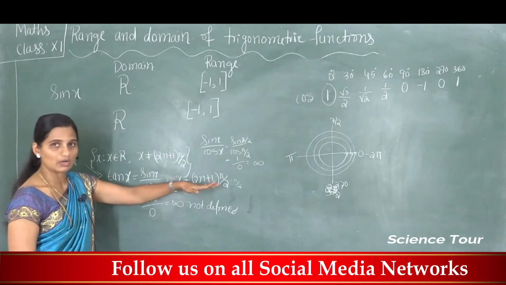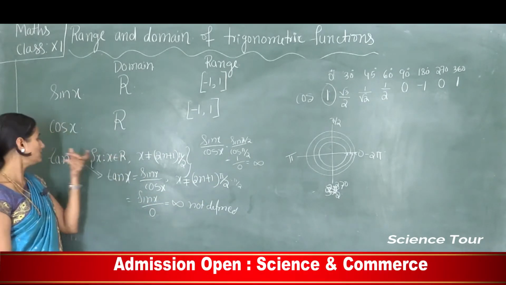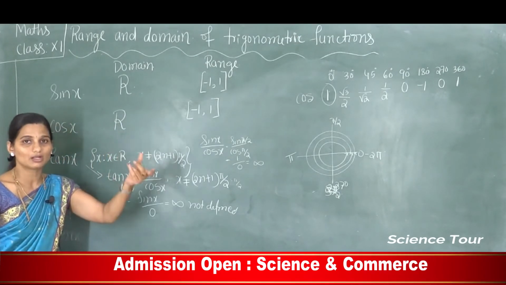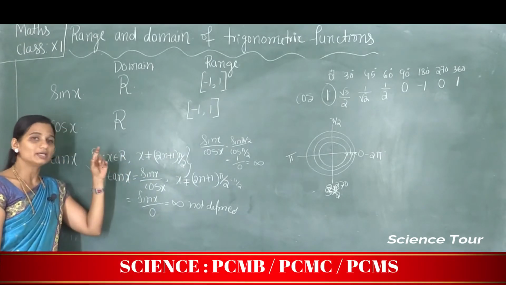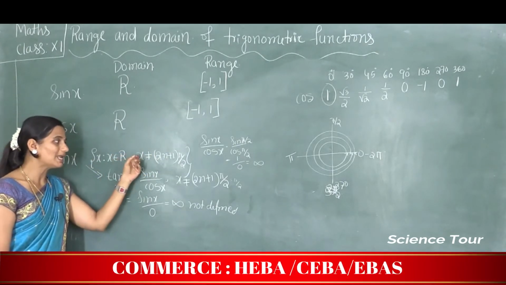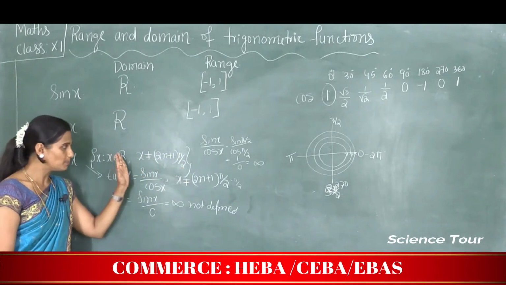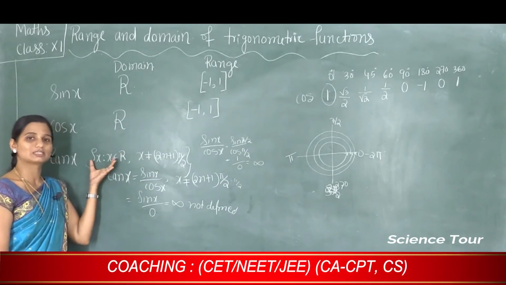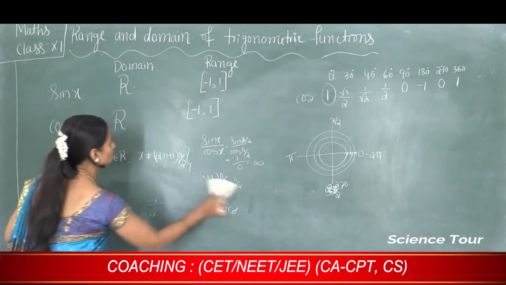Other than these values, whatever real number x is, the function is defined. The domain is the set of all those values where the function is defined. So concentrate on that. Here it is not defined at x equal to (2n+1)π/2. Other than these values, the function is defined. Is this clear? Yes. So now what is the range of this one?